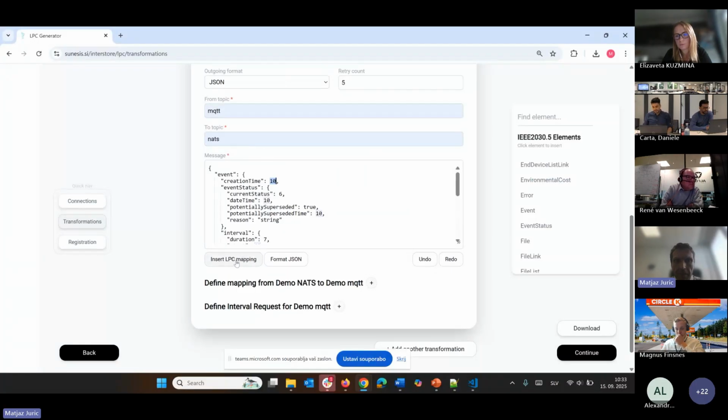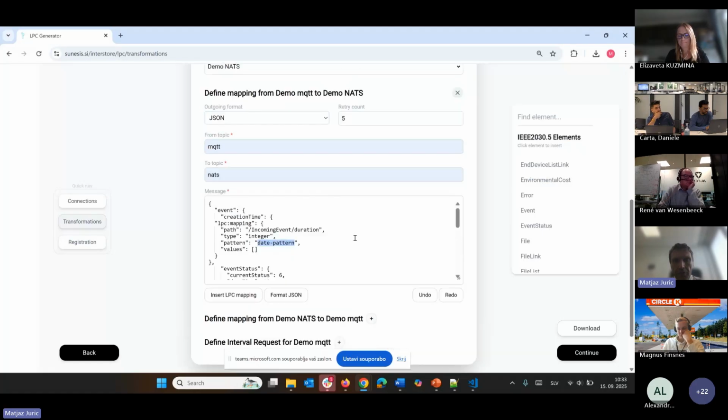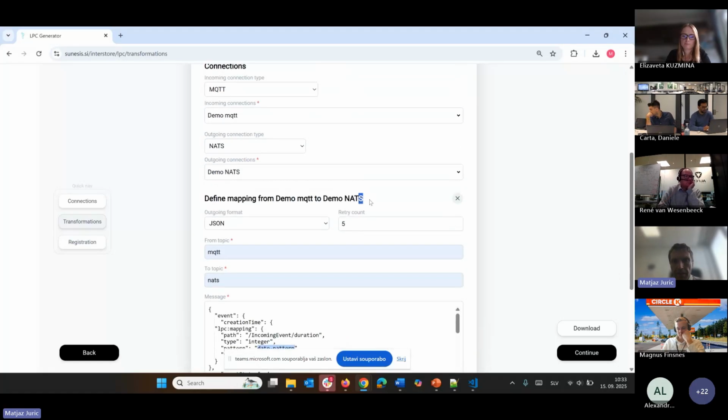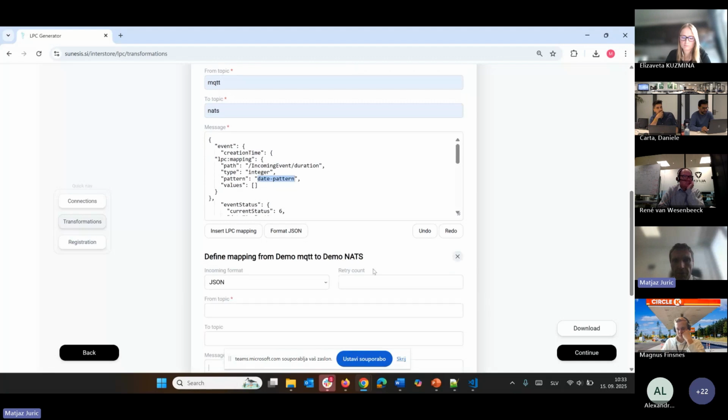And for this, you would insert the LPC mapping structure and specify the path from the original source message. You would also specify the data type, some pattern, and some other values. This becomes now a little more technical, but this way you would specify the mapping. And that's basically what you need to do. So this would be one-way communication or transformation from MQTT to NATS. And then you have another section here where you can, in the same way, specify the mapping from MQTT to NATS or vice versa in the other direction.